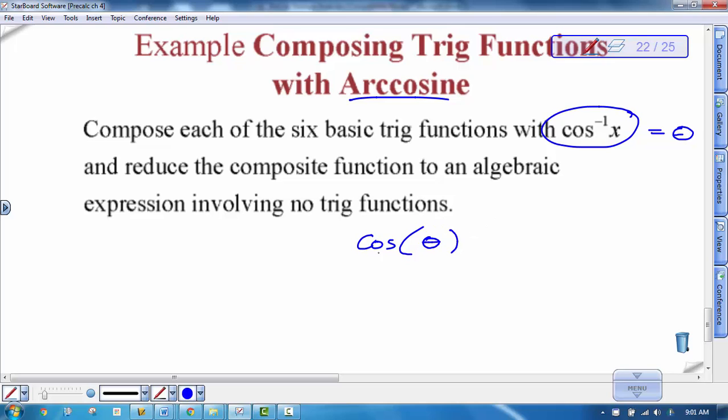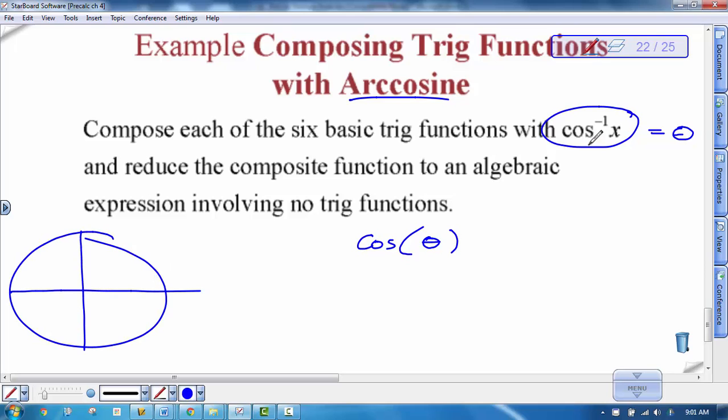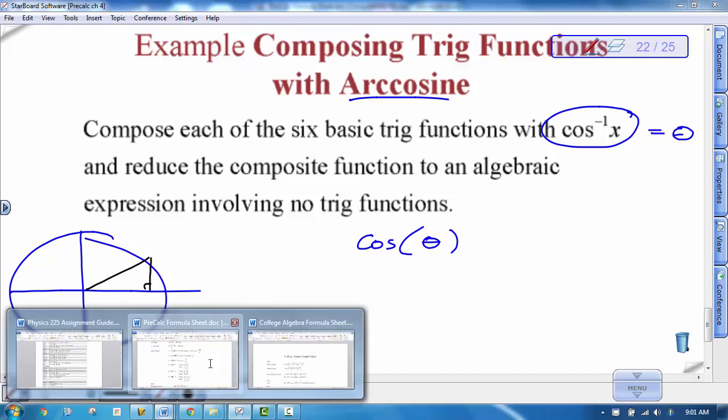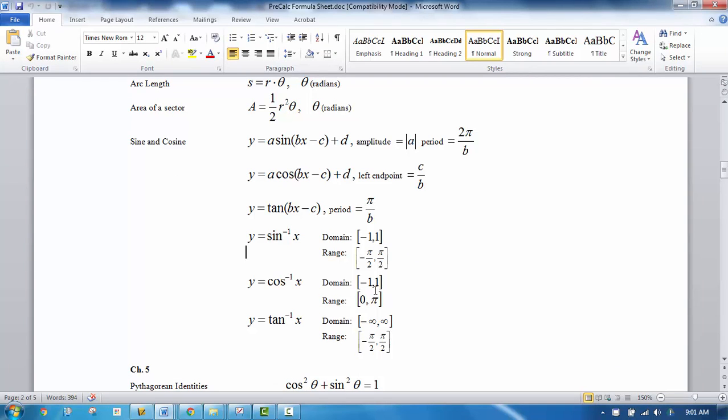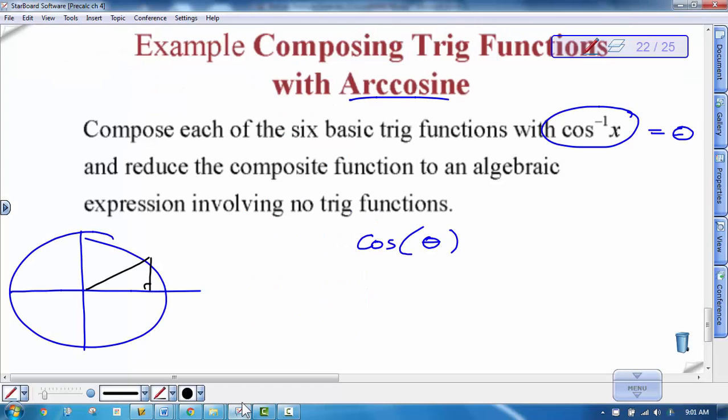But the trick is going to be setting up your reference triangle. So we know we're talking about the inverse cosine of x. So I need to draw a triangle. Now where do I draw that triangle? I'm going to draw the first quadrant, and I'm going to look at my formula sheet and say, okay, what's the range? The range is from 0 to pi. So I know that my triangle has to be somewhere in here, because my angle, which is the range, has to be somewhere between 0 and 180 degrees. So that works fine. And that gives me, x is positive in this case.